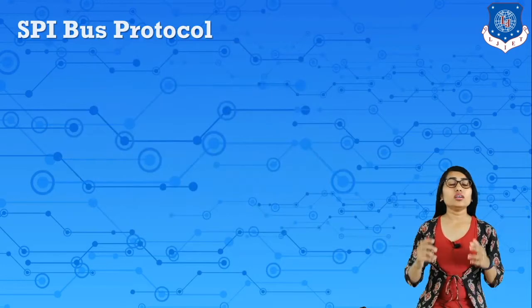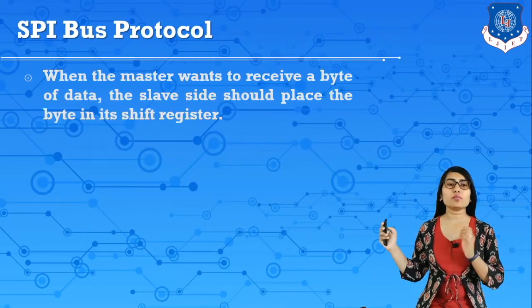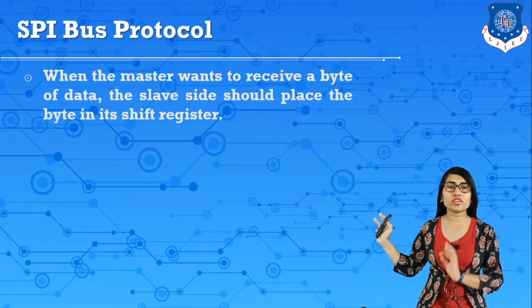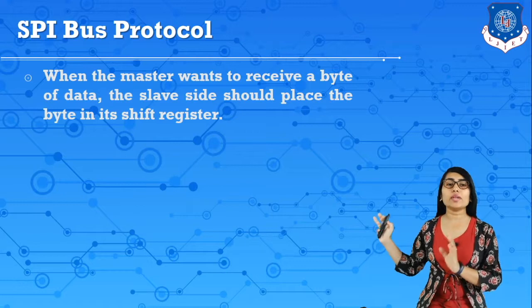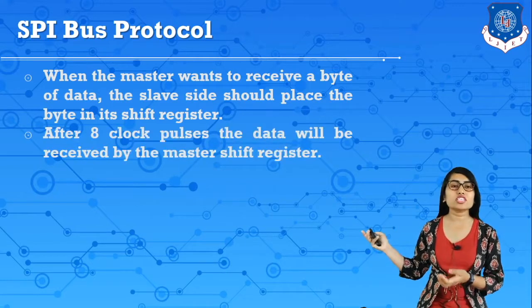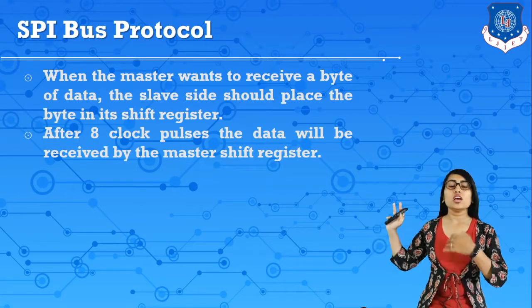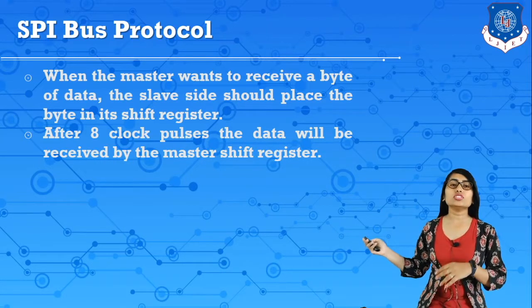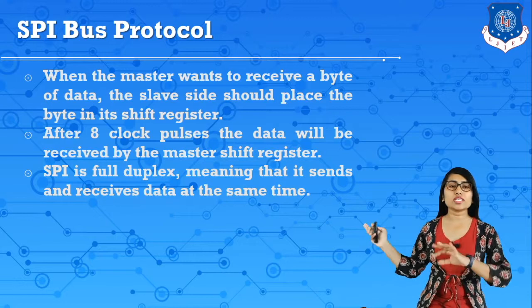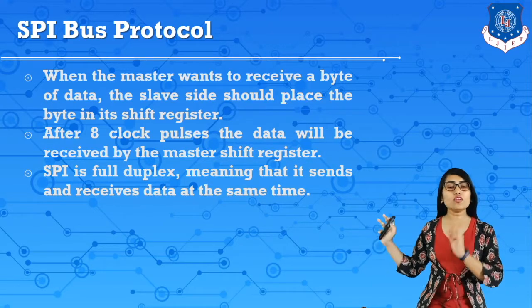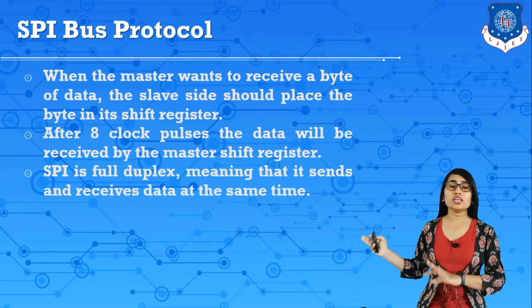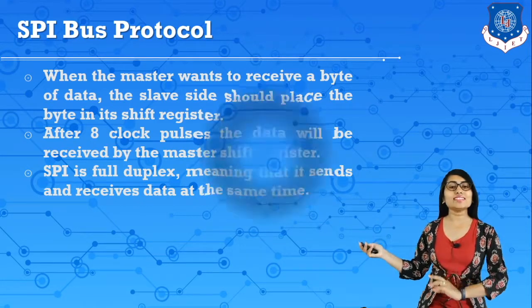And here we have the SPI bus protocol. When the master wants to receive a byte of data, the slave side should place the byte in its shift register. After 8 clock pulses, the data will be received by the master shift register. So this is how the transfer occurs. SPI has full duplex transmission, which means that it sends and receives data at the same time.